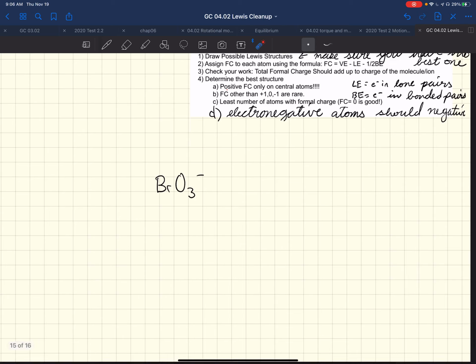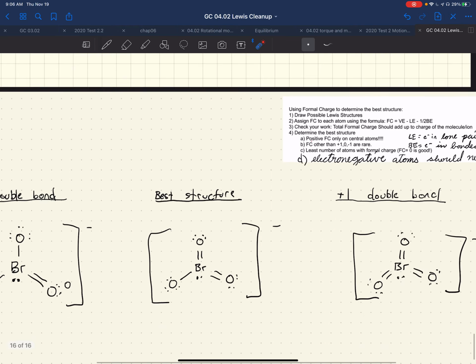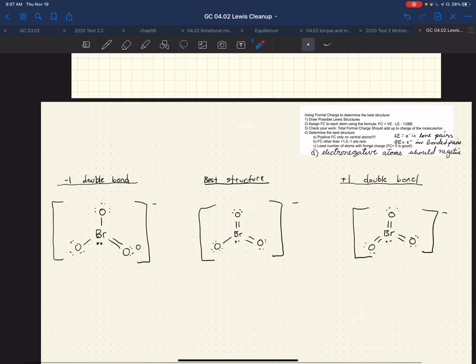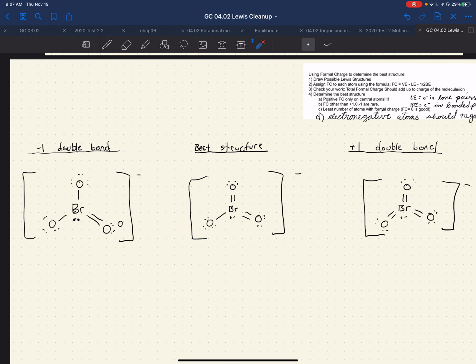So here I have the three possible structures, okay? And I have selected, here's my best structure. And again, I'll tell you at the end how you do that. I do a structure that has one more double bond than the best structure and one less double bond than the best structure. So the best structure has two double bonds, one less has one, one more has three. Let's not belabor that point.